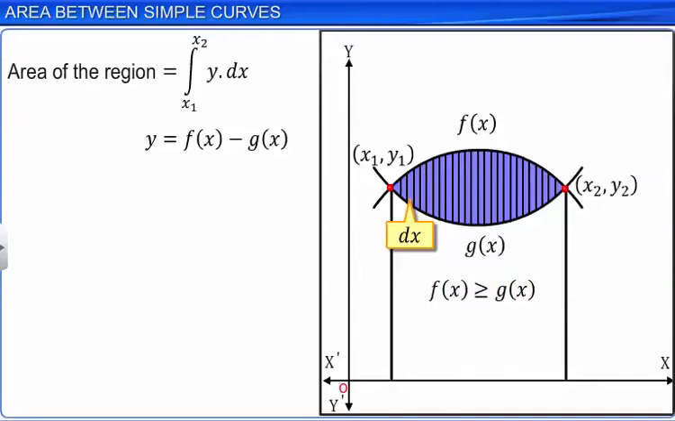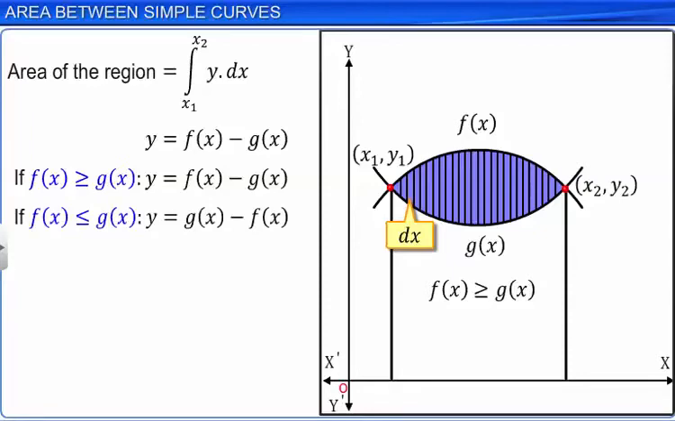If the graph is not available, then we mathematically check whether f of x is greater than g of x. If f of x is greater than or equal to g of x, then y is equal to f of x minus g of x. On the other hand, if f of x is less than or equal to g of x, then y is equal to g of x minus f of x. The intuition here is that height is always a positive quantity. Thus, the integral to calculate the area of the region is as shown. Using this formula, we can estimate the area of the region enclosed.